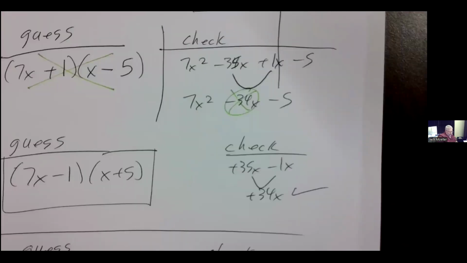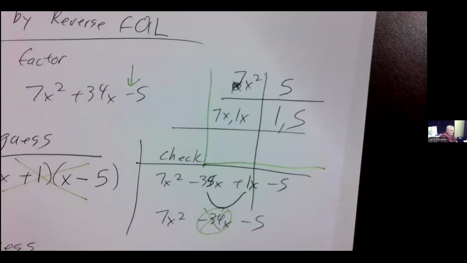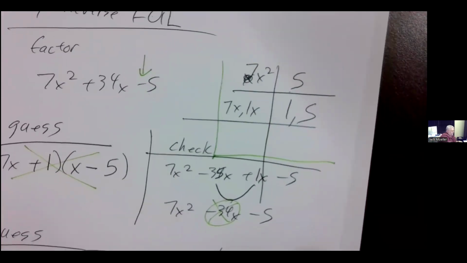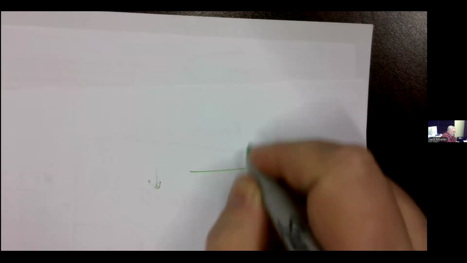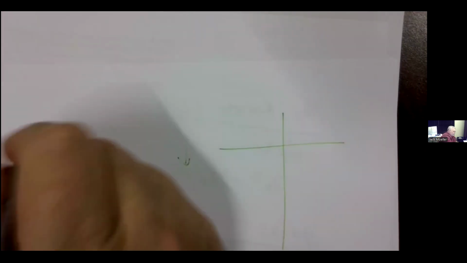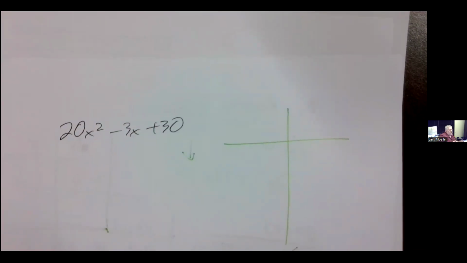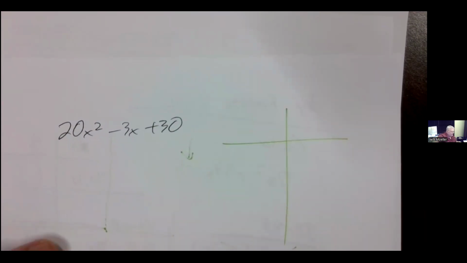One thing I do want to point out is sometimes when you're factoring over here, there are a lot more possibilities. So let me just show you. Let's say we're doing some trinomial. What do I want? 20x squared minus 3x plus 30. I have no idea if that factors. We're not going to factor this. I just want to show you this part of it over here.